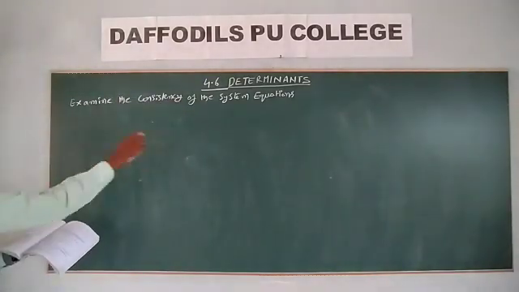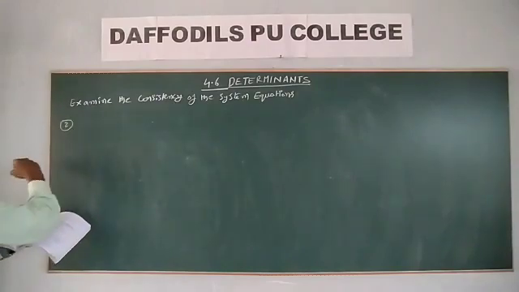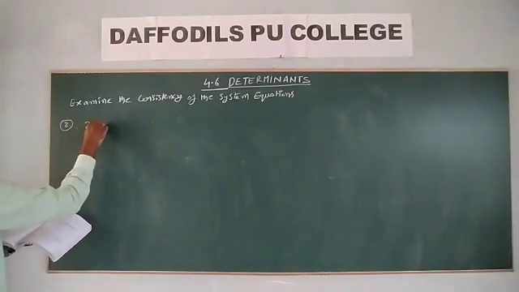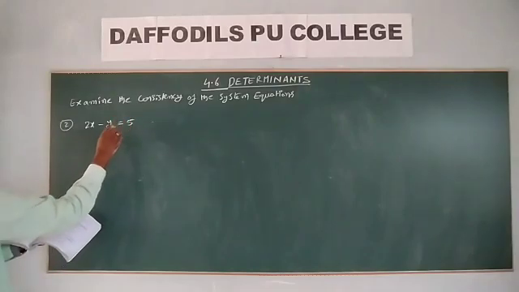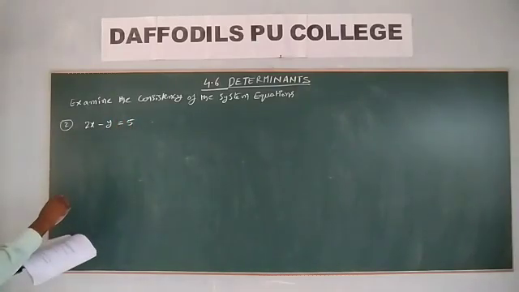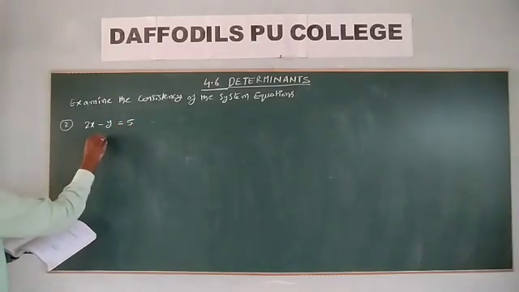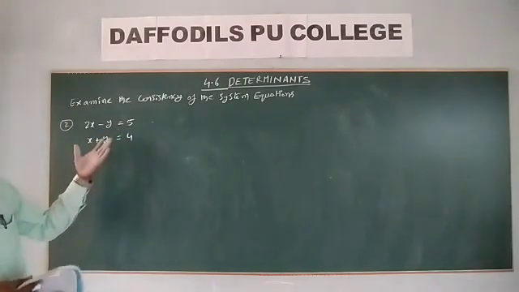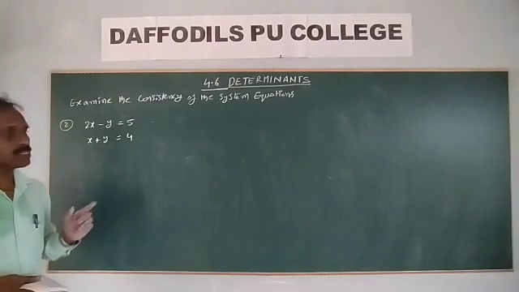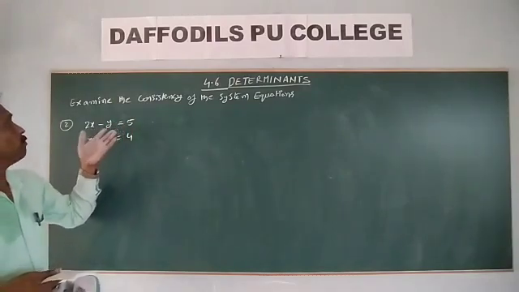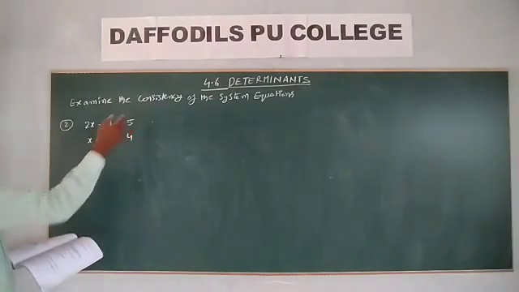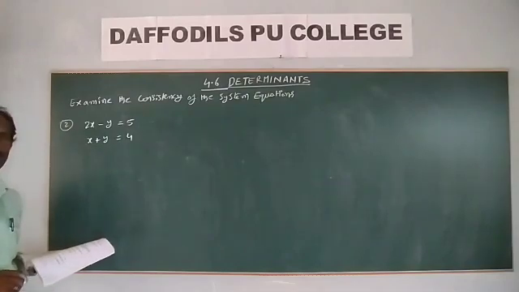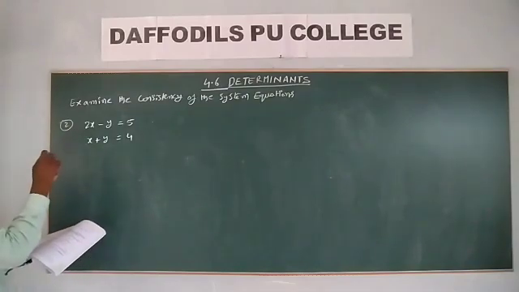Next, second problem: 2x minus y is equal to 5, x plus y is equal to 4. These are also two simultaneous equations, same as the previous problem. Check whether this system of equations is consistent or inconsistent.